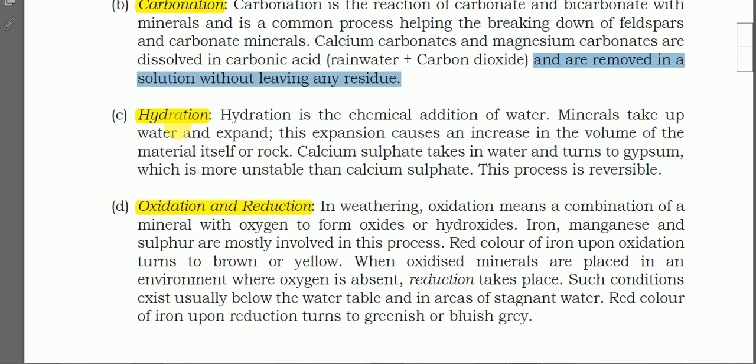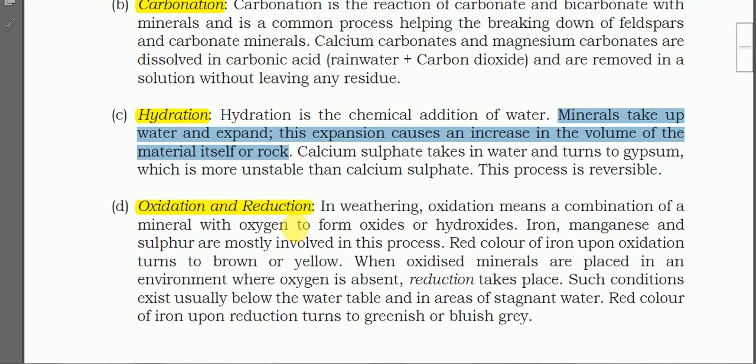Then we have hydration, another chemical weathering process. Hydration is the chemical addition of water. Hydration means addition of water, and minerals take up water and expand. That means minerals and rocks absorb water, and when they absorb water, they expand. The volume of the mineral and the rock is increased, and this expansion causes an increase in the volume of the material itself in the rock.